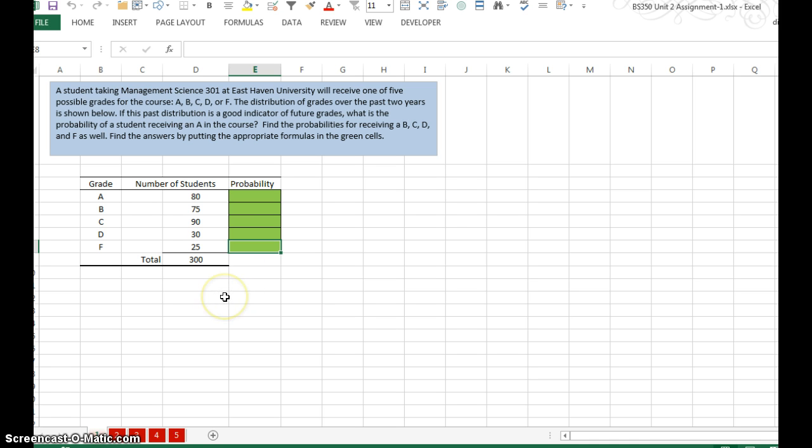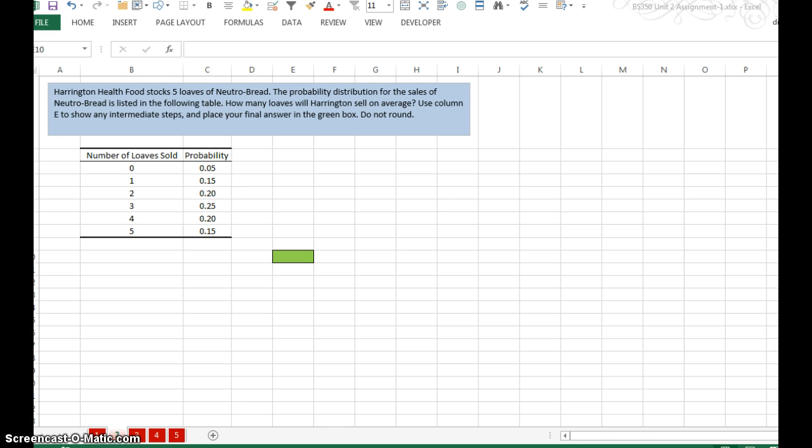There's an example of a problem just like this on page 23 of your textbook, so you can review that example as well. But you're just going to take the number of students that received any particular grade and divide that by the total, and that'll give you the probability. You can also check yourself here by summing all these answers, because if you did this correctly, once you have all these filled in, your total here should be 100%. And again, there's a sample problem of that on page 23.